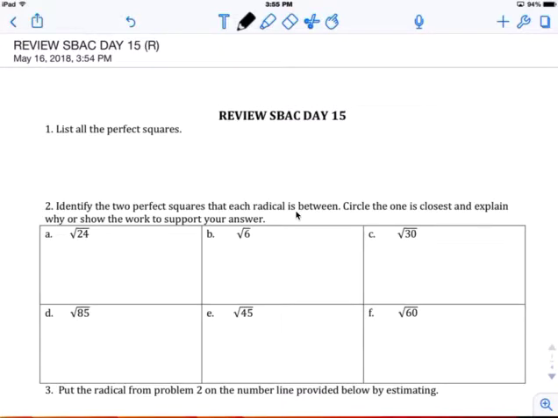Okay, this is today's homework. List all the perfect squares. Those are rational numbers. Perfect squares are rational numbers.